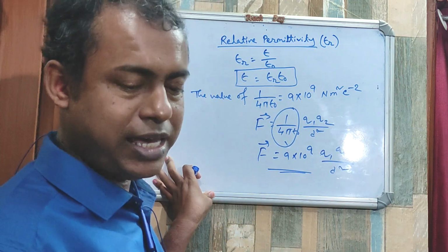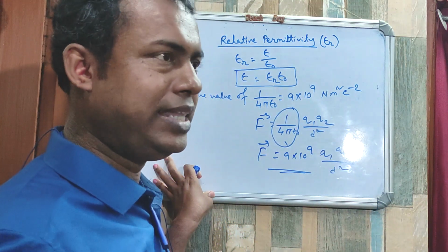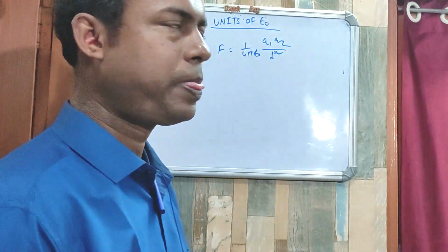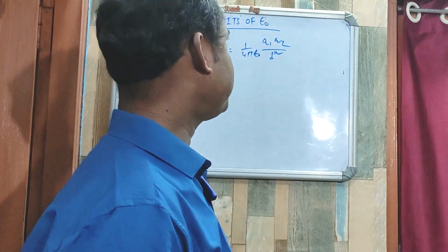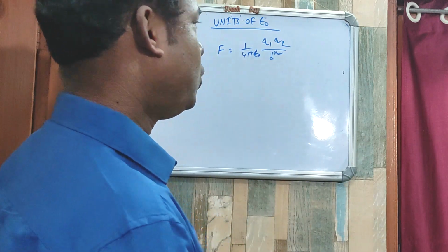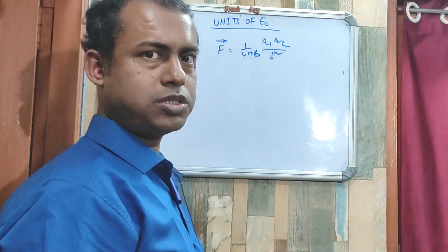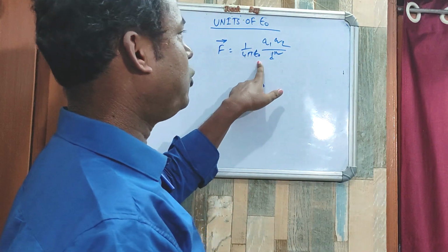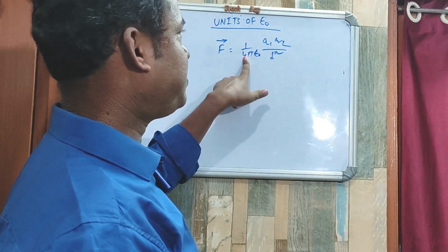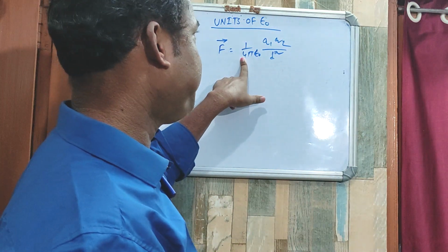So now we describe the unit of epsilon 0. This is the main thing. Let's start with the units of epsilon naught. We know Coulomb's force: F equals 1 by 4 pi epsilon naught q1 q2 by d square. This 1 by 4 pi epsilon 0 is the constant. It appears due to the SI units only.